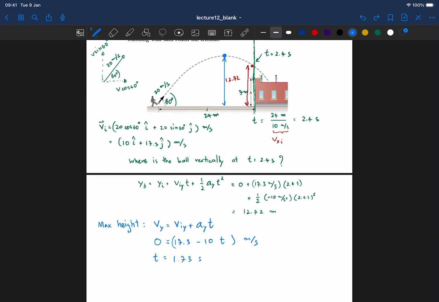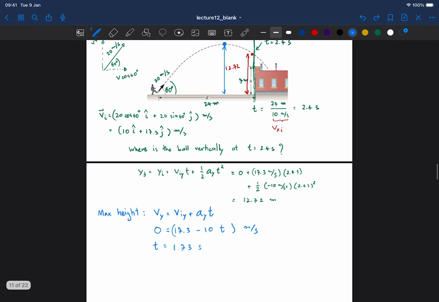So what is the highest point? Then you just put this time back into this equation to calculate yf at t equal to 1.73 seconds. So yf equals yi plus viy t plus 1/2 ay t squared. It's the same formula, just a different time.